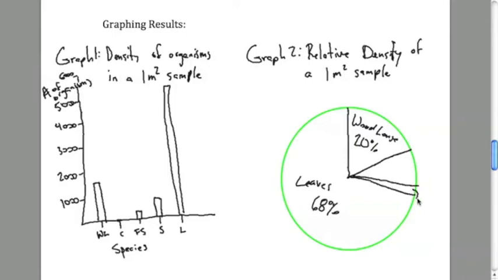So we had here about 2.4% was our false scorpion, and then this remaining 7.7% we said was our springtail.